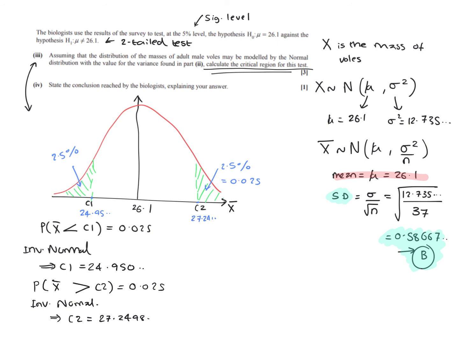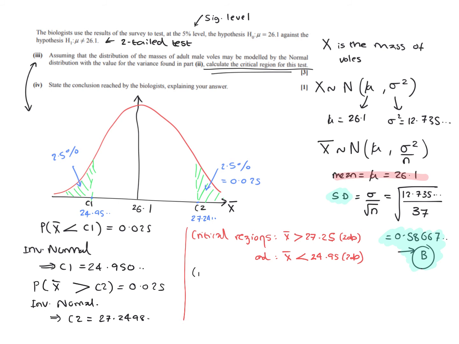Now I think we should state what these critical regions are. So the critical regions are for x bar values that are greater than 27.25 to 2 decimal places, and x bar being less than 24.95 to 2 decimal places. So these values demark our critical regions.